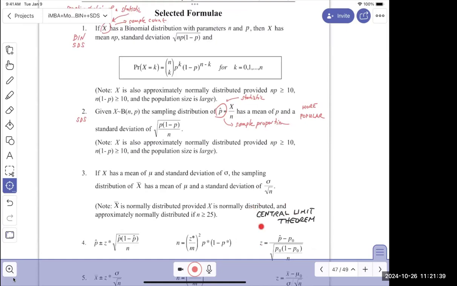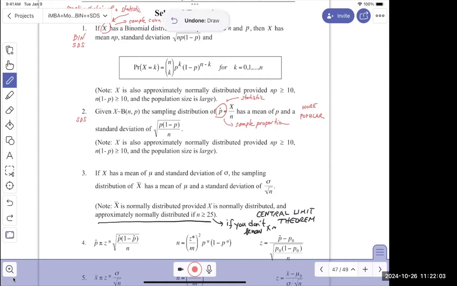Okay, so just one more point about the central limit theorem. The central limit theorem is just this result here. If you don't know that X is distributed normal, that isn't safe. In fact, X doesn't have to be normally distributed. That's the beauty of it. And I demonstrate that in the videos that I made.